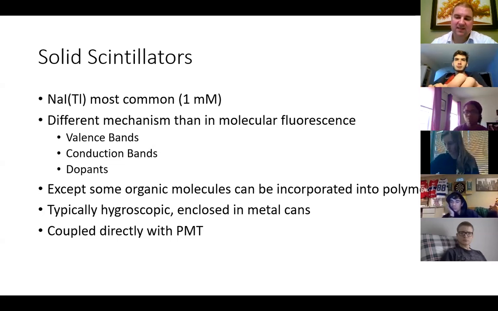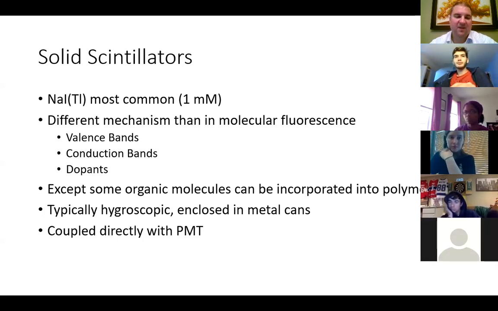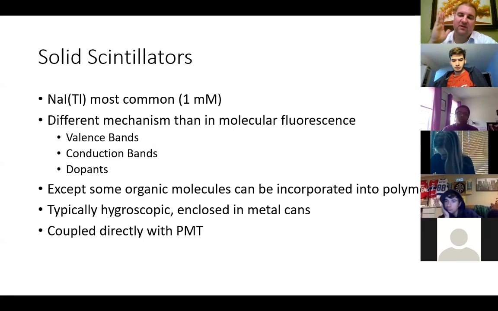One of the big problems with solid scintillators like sodium iodide doped with thallium is they're typically hygroscopic. And so the detectors have to be enclosed in metal cans. So what type of radiation do you think it would be bad to try to use a solid scintillator for? Alpha? Yeah, because the alpha particles aren't going to get into the detector volume. Solid scintillators then are typically coupled directly to a photomultiplier tube. So the photocathode of a photomultiplier tube is in direct contact with your solid scintillator, and then they are kind of together canned with the photomultiplier tube still having outputs on the back to go to the electronics.